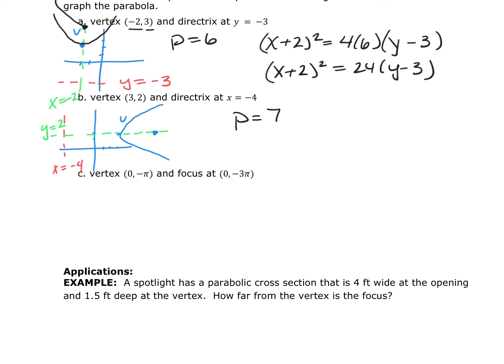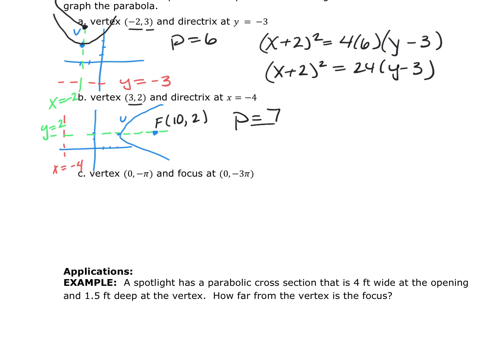Now I know it's positive because my directrix is on the left side of my vertex. If my directrix was on the right side, that means I'd be opening to the left. Okay, so I have this, and I have this, and I have my focus. My focus would be, I'm going to add 7 to that 3, so I have 10, comma 2.